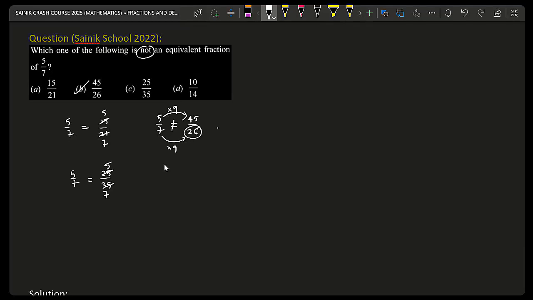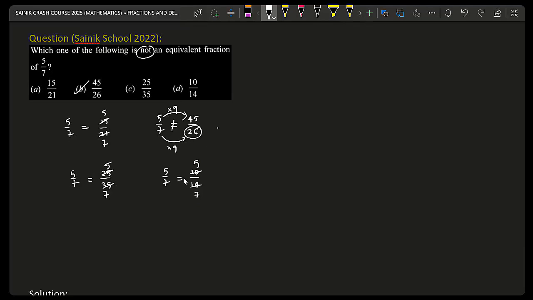Now I want you to check 5 by 7 and 10 by 14. Both are divisible by which number? Sir, 2. Yes, with 2 you do cuttings now. 2 5s are 10, 2 7s are 14. 5 by 7, 5 by 7. Are they equivalent? Yes, sir.